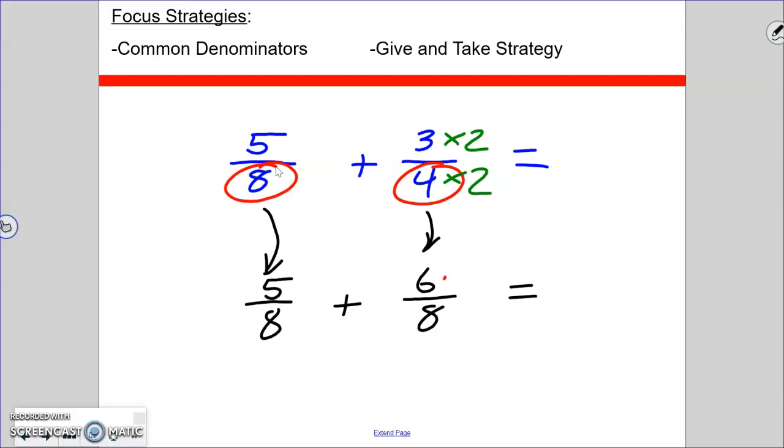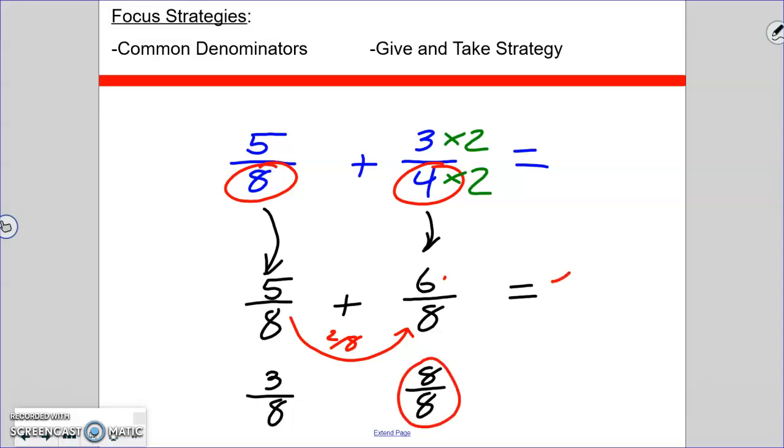So what I'm going to do is take 2/8 from 5/8 and give them to the 6/8. Because what happens then is we know that 6/8 is going to become 8/8, and then 5/8 is going to become 3/8. And just like that, I think we know what our answer is. We know that 8/8 right here is equal to one whole, and then what do we have left over?